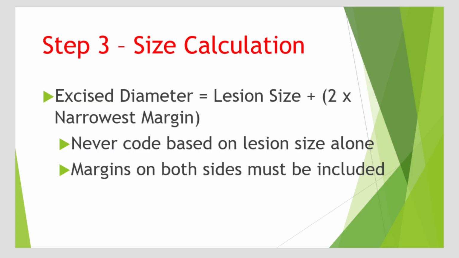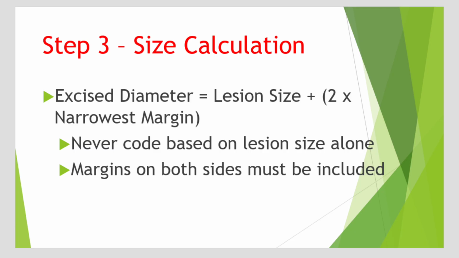Size is calculated by measuring the excision diameter. This is where most coders make mistakes. According to CPT guidelines, excised diameter is equal to the greatest clinical diameter of the lesion plus the narrowest margin times 2. Let me repeat that. Excised diameter is equal to lesion size plus margins taken on both sides.